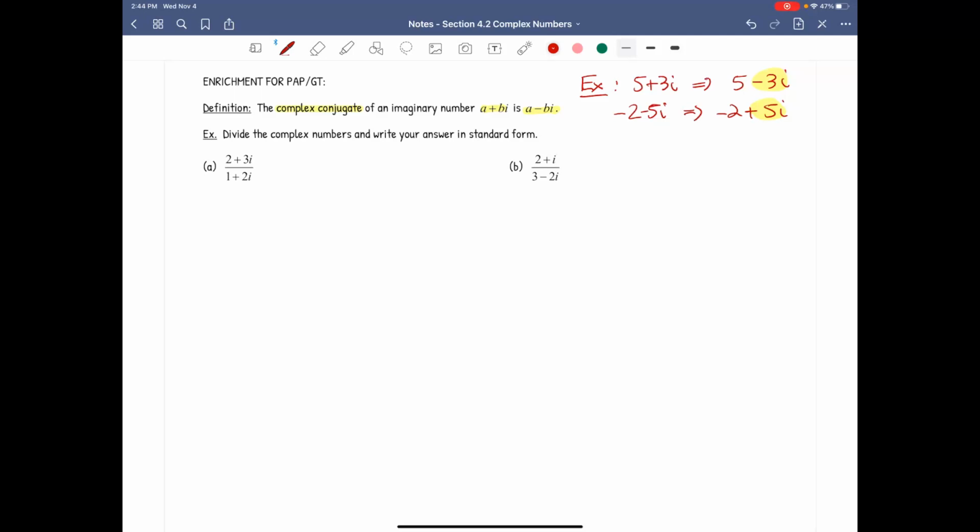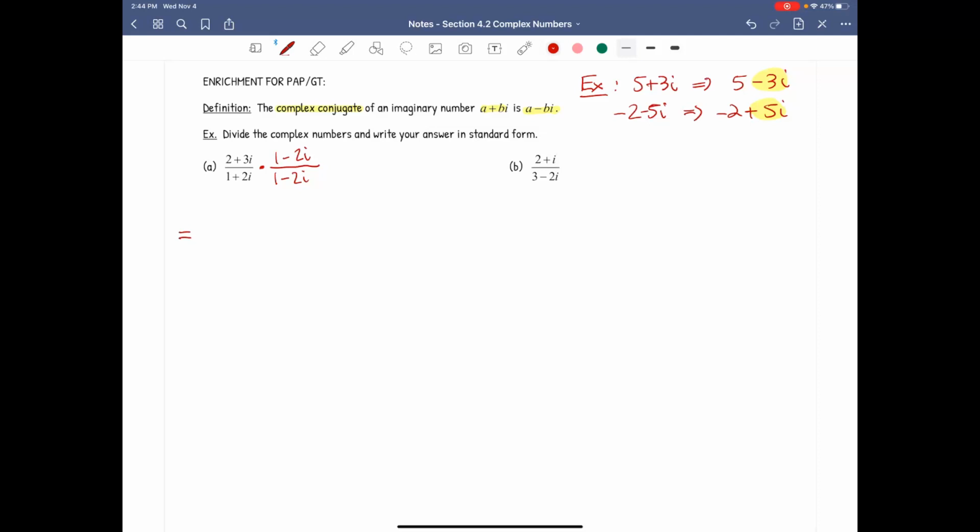Looking at letter A, we have 2 plus 3i over 1 plus 2i. The first step in this process is always to multiply this fraction by the conjugate of the denominator. The denominator is 1 plus 2i, and the conjugate of that is going to be 1 minus 2i. If I multiply by that in the denominator, in order not to change the problem, I need to also multiply by it in the numerator.